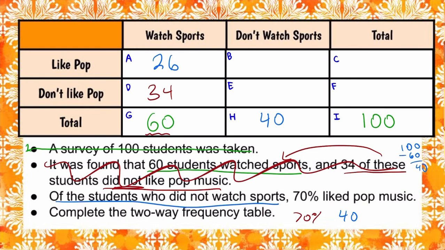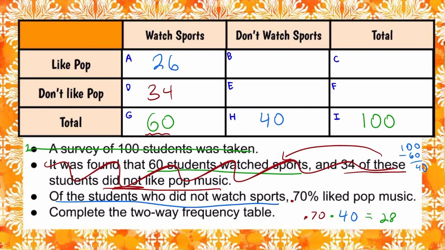To figure that out, I'm just going to do 0.70 or 0.7 times 40. I could put that in the calculator. 0.7 times 40 is 28. So now I need to figure out what box my 28 goes in. Which one would that be?